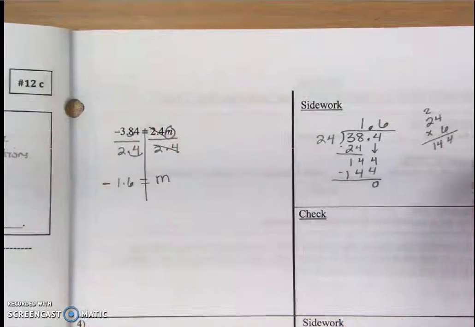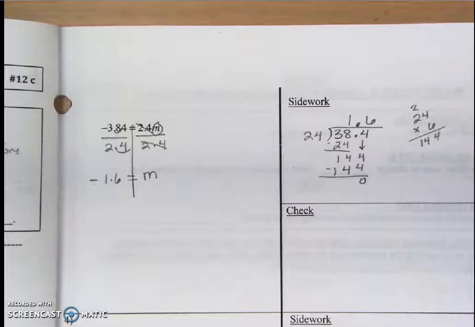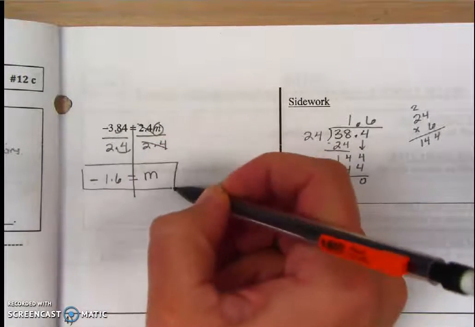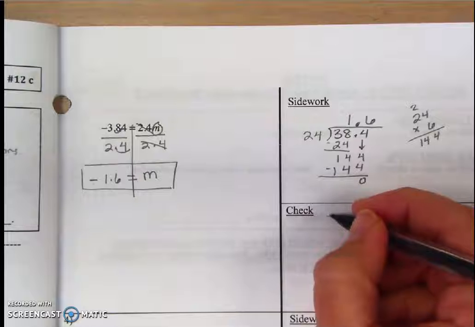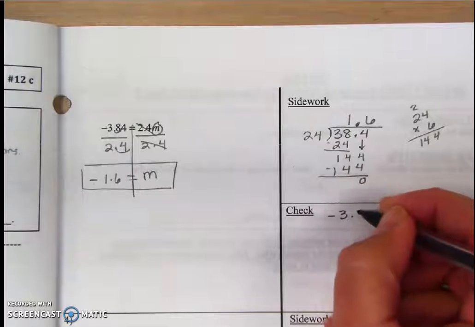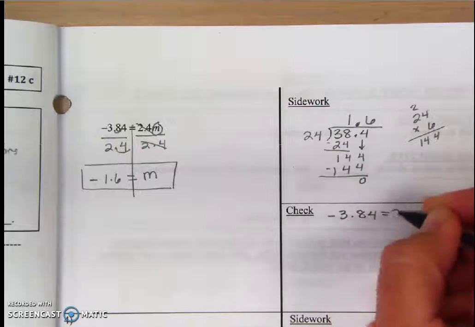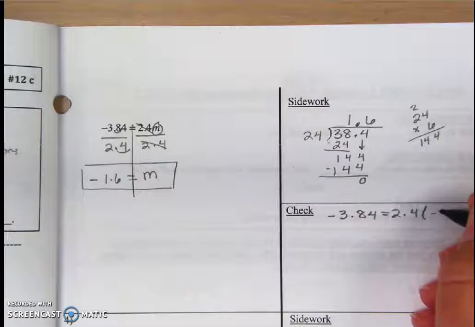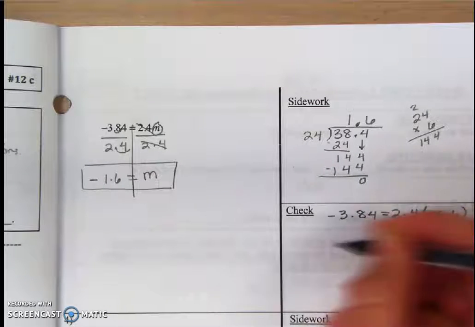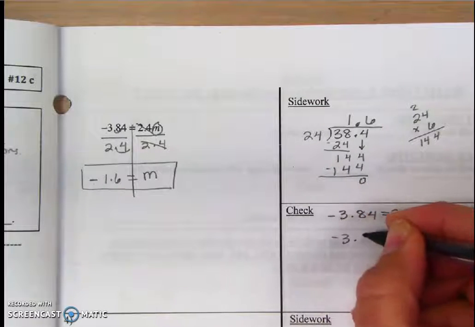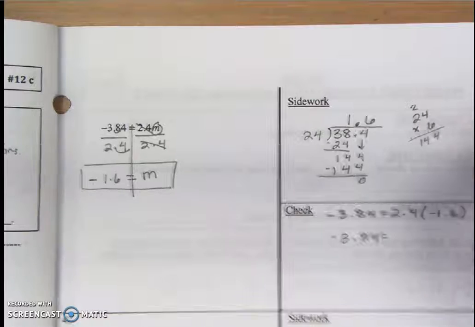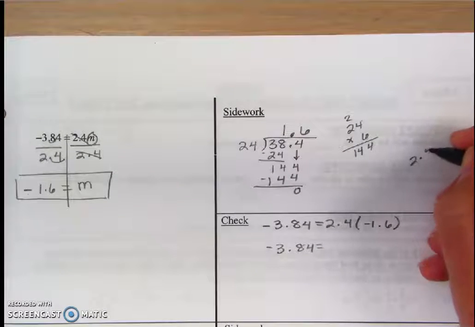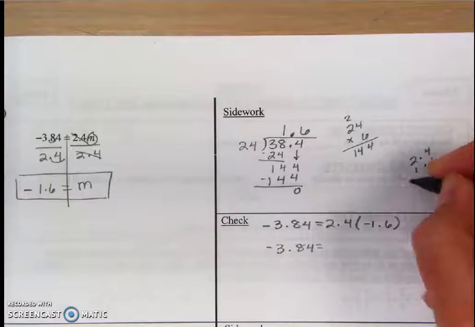Sorry you couldn't see my work while I was doing that. There's the work I was just talking about. All right, so I'm saying m should be equal to negative 1.6. That means in my check, I should have negative 3.84 equal to 2.4 times, and instead of m, I'm going to write negative 1.6. I'm going to bring down that negative 3.84 equals, and here's where I'll use that side workspace again. I'm going to work out 2.4 times 1.6.